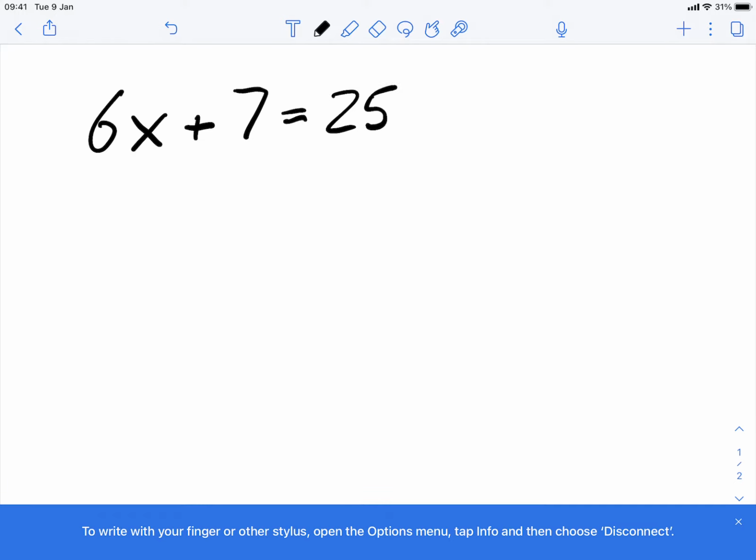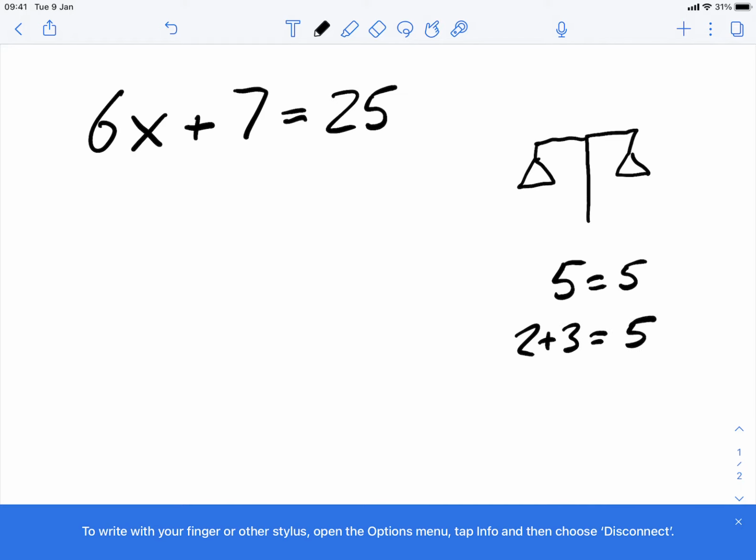I want you to think, anytime you have an equals sign and you have an equation, think of a scale or a balance. How do we draw a scale here? Something like this. And then both sides are equal, right? Both sides are the exact same. If you have an equation like 5 equals 5, that works because both sides are the same. Or 2 plus 3 equals 5, that still works. 5 equals 5, and the scale will stay balanced.